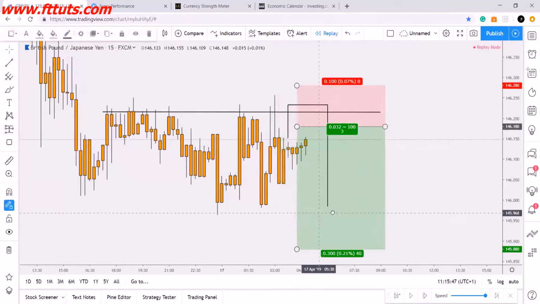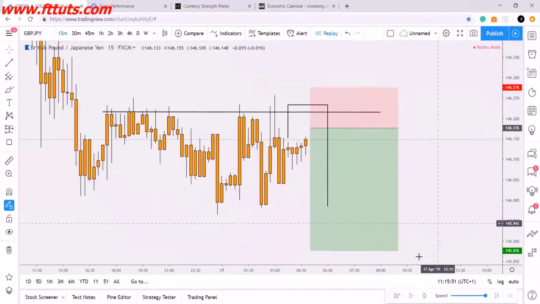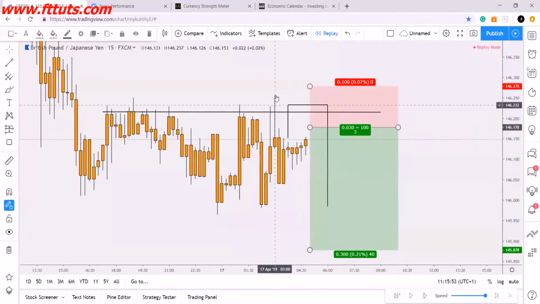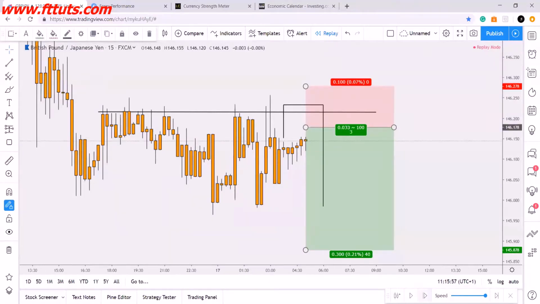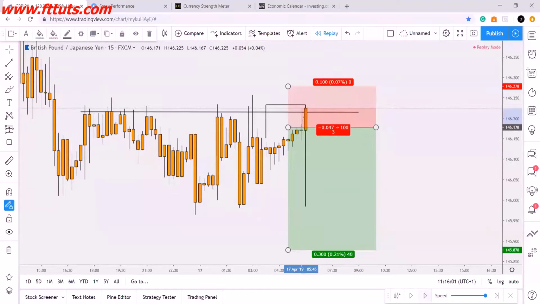Okay, we continue to move this over here. Stop loss above the structure. This is fine. Yeah. Cool. Okay, if we get the shift now, we're going in.